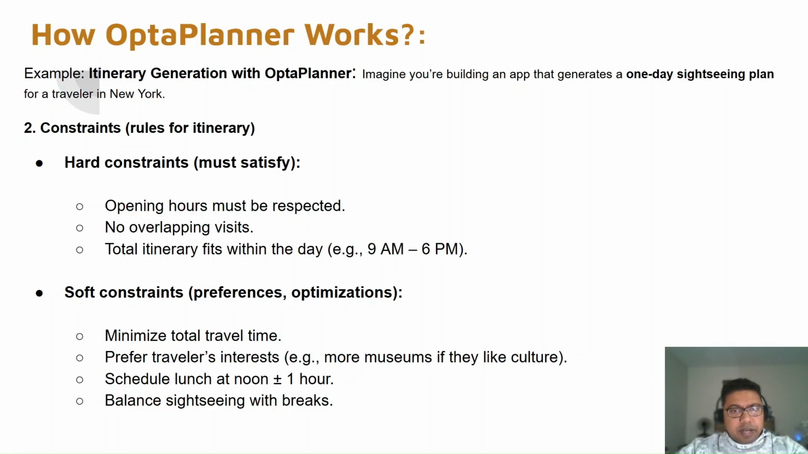Balance sightseeing with breaks. So these are the examples of soft constraints. When we see the examples, we'll look at these hard constraints and soft constraints in detail, and how they are getting calculated.